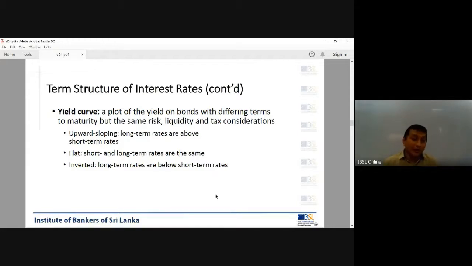So in the US, if they see inverted yield curves, downward sloping yield curves, they presume that they are heading for a recession.